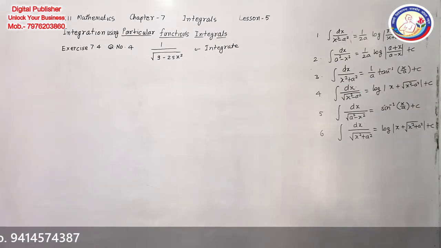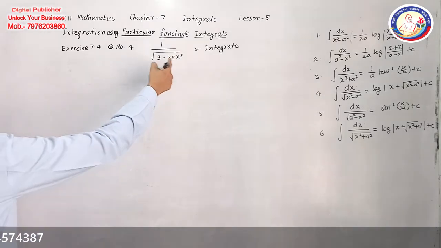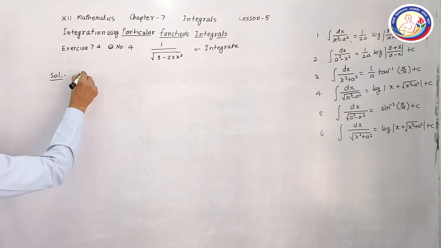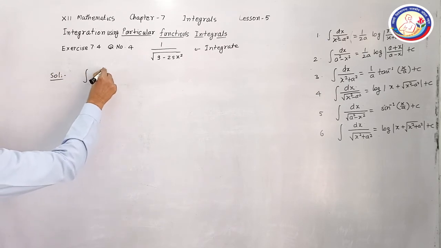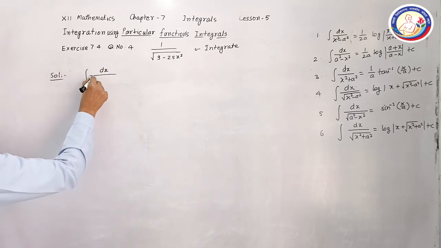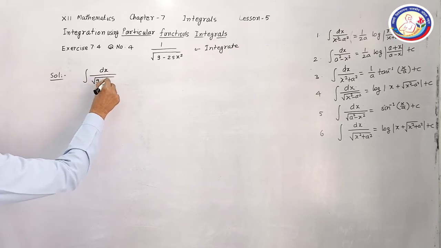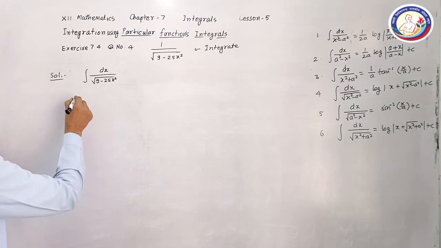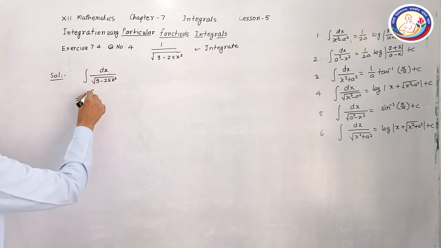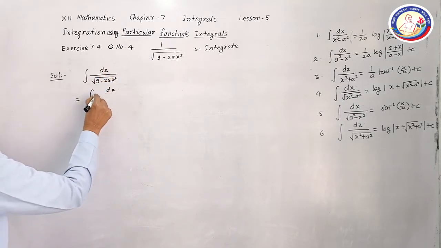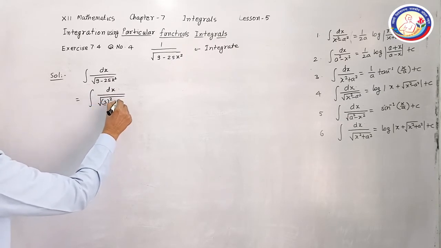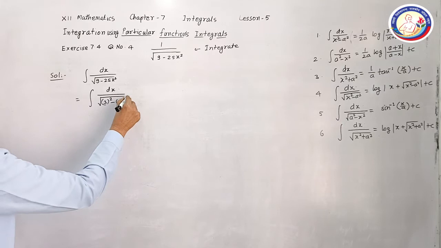Now we take question number 4. Integrate this function: integration of square root of 9 minus 25x square with respect to x. We can write it as square root of 3 square minus 5x square.